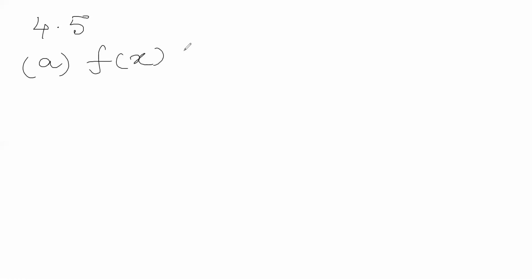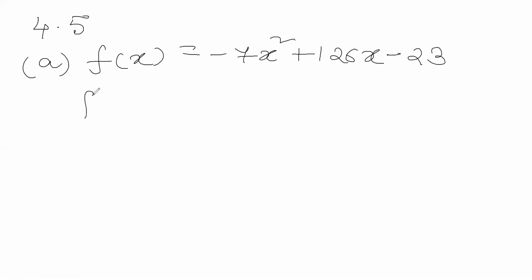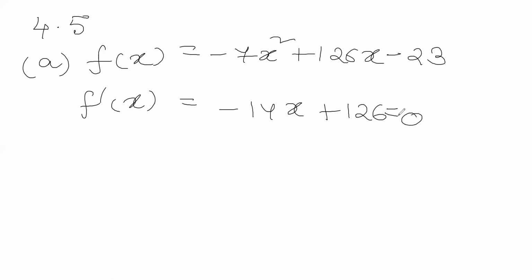The given function is negative 7x squared plus 126x minus 23. If we take the first order derivative, we get negative 14x plus 126. Now here, no particular value for x is given. That's why we need to set this first order equation equal to 0, and then we need to identify the critical value for this particular first order derivative function.